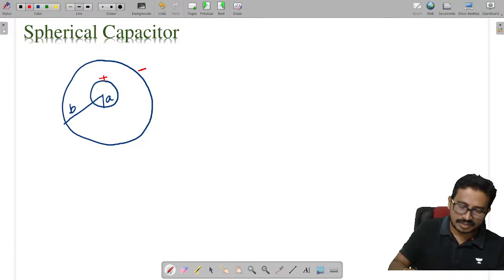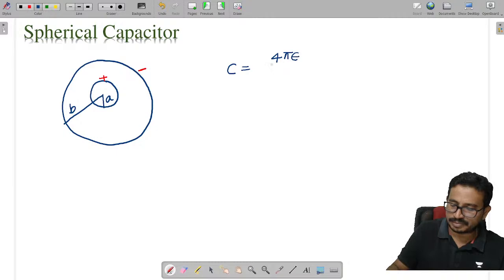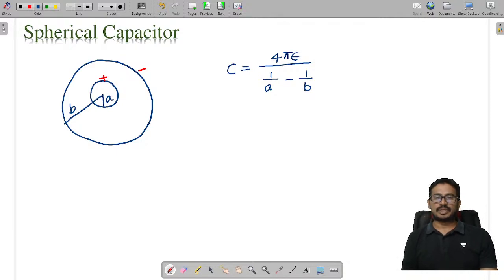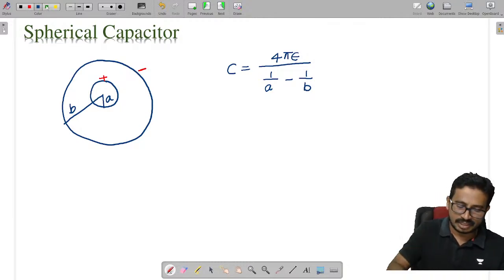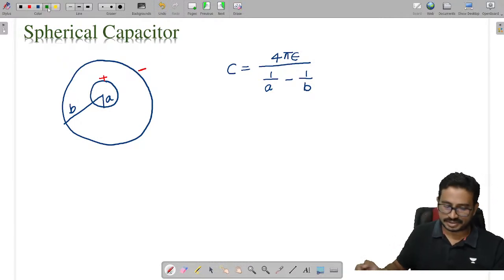Now the capacitance of the spherical capacitor is given as 4 pi epsilon by 1 by A minus 1 by B, where A is the inner radius and B is the outer radius.